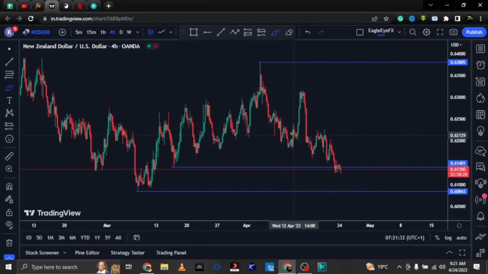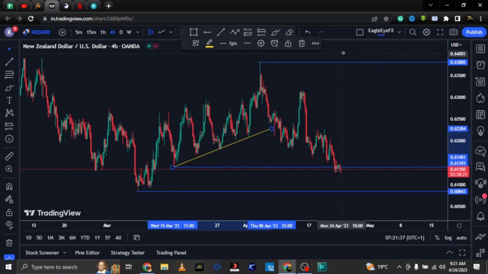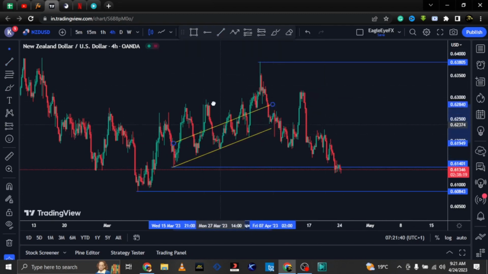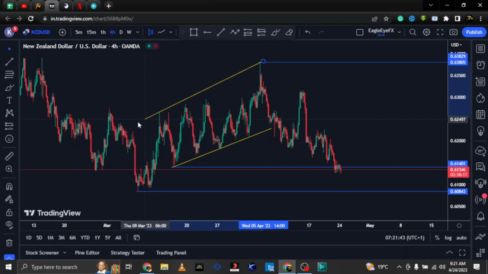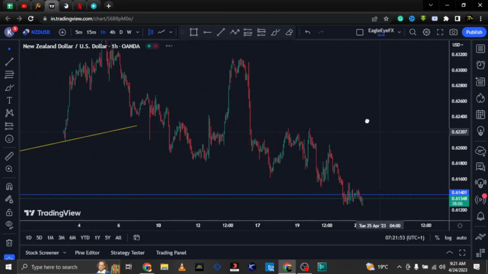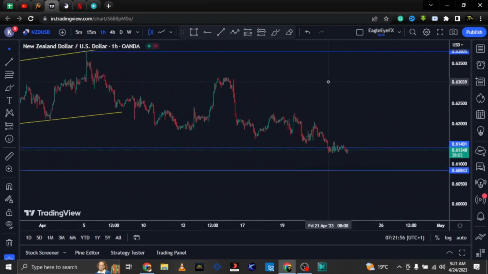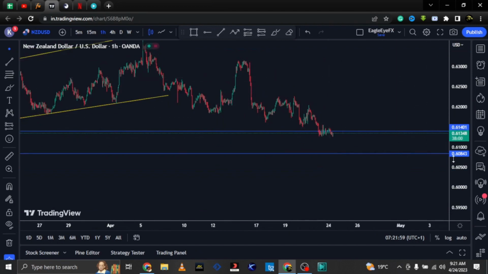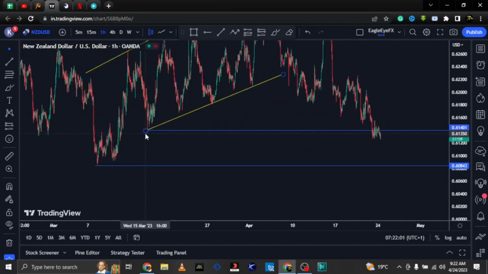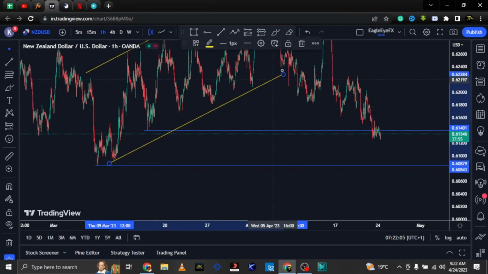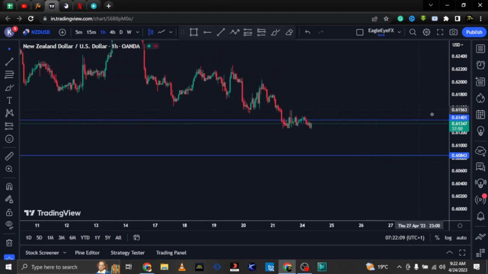On the 4-hour time frame, we can see that we had this structure over here that we actually broke out of. We had this ascending structure. We broke out, we came all the way, then we moved to the downside. But on the 1-hour time frame, you can see that we actually completed the first 90% rule. Of course, we are looking forward to coming all the way to the downside, and we are interested in here.